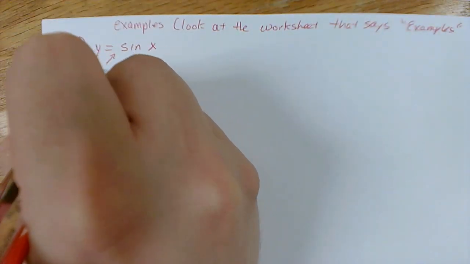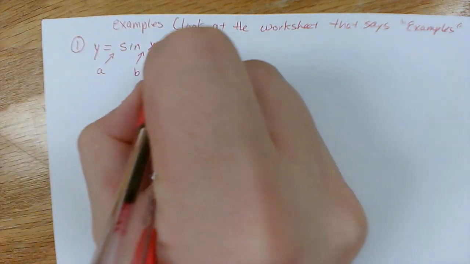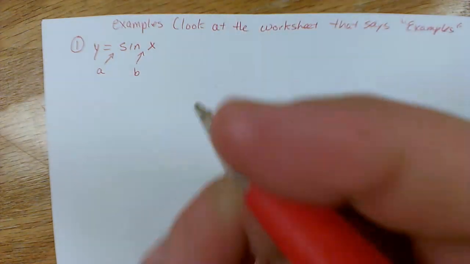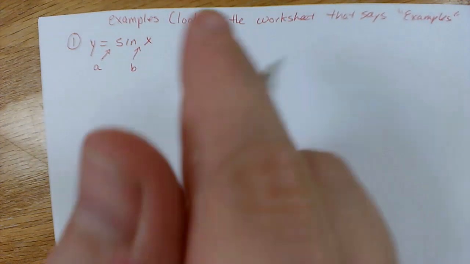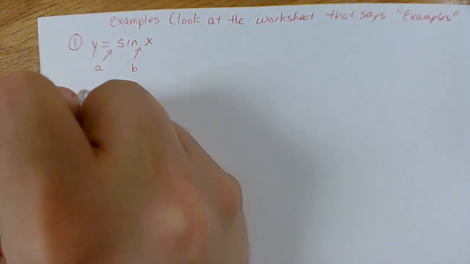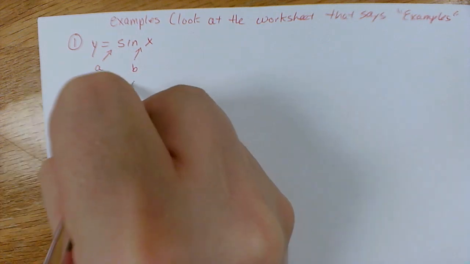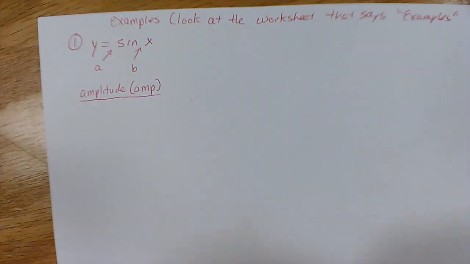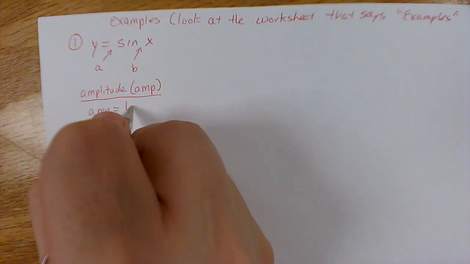be. Here is a hidden A, here's our B, and there's no H to worry about. So on these, the reason I didn't ask for midline is there is no midline shift. So the first thing we're going to try to find is our amplitude. And for the rest of the examples after this one, we're just going to call it amp for short. But amplitude is equal to the absolute value of A.